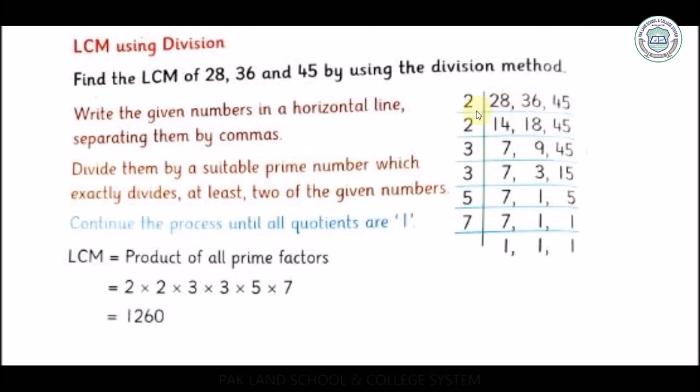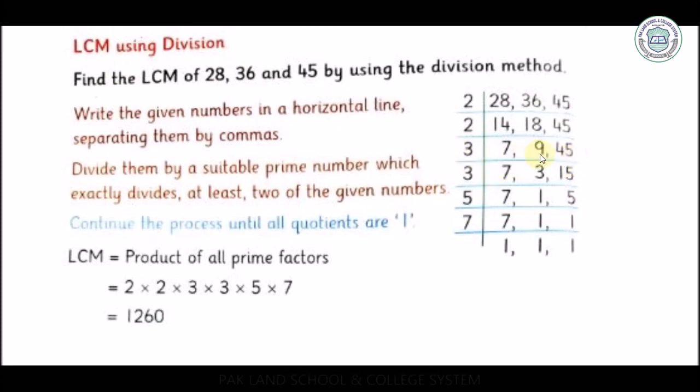How? 28 divided by 2 gives us 14. 36 divided by 2 gives us 18. And 45 as it is we write it down. Again 2 divides 14 and 18 also. So 14 divided by 2 gives us 7. 18 divided by 2 gives us 9 and 45 as it is. Now we have a prime number 3 which divides 9 and 45.